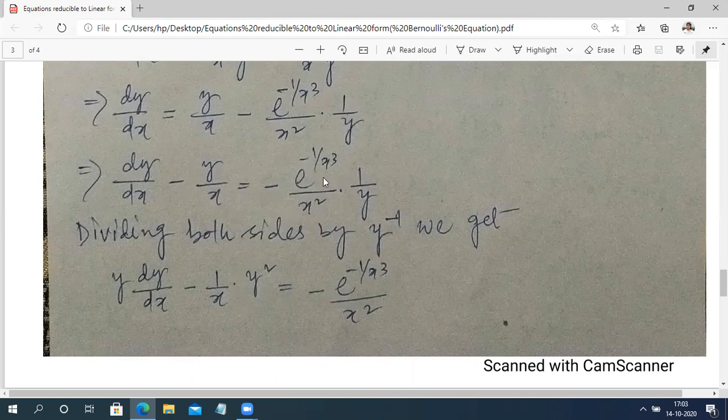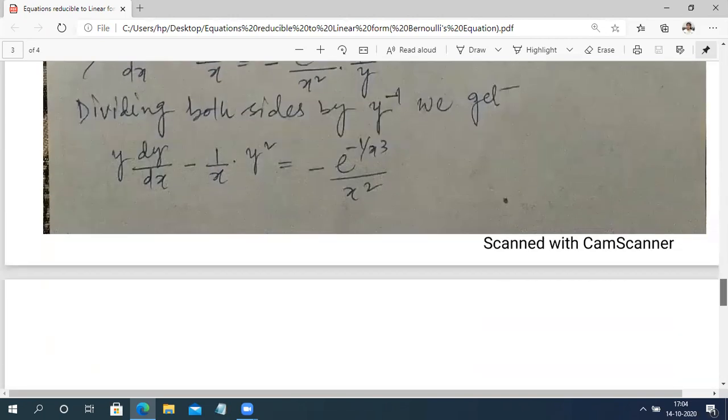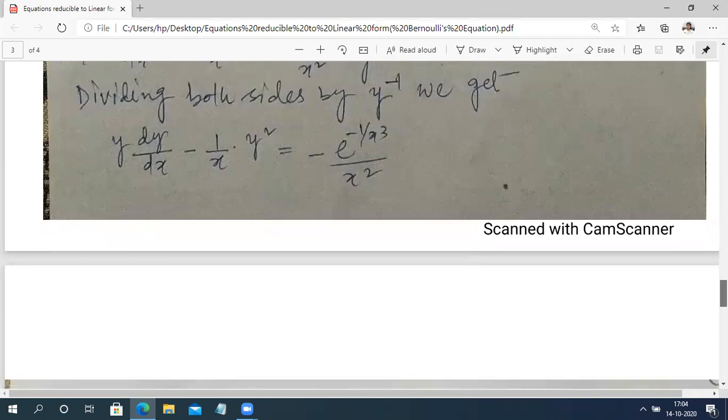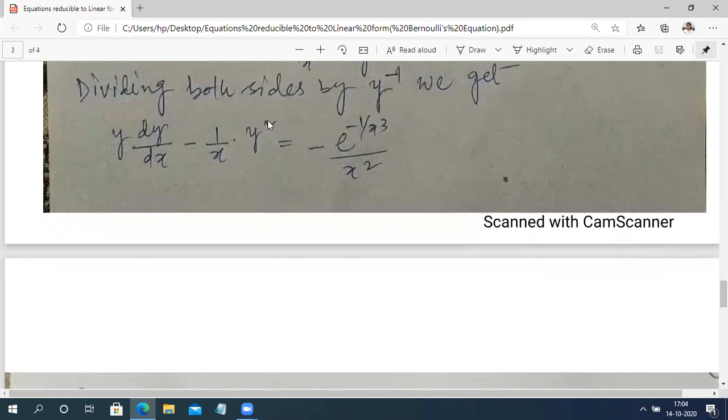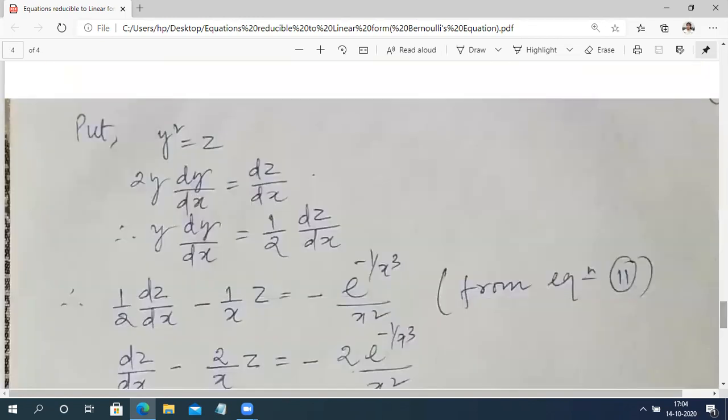So on the right hand side you are left with only the term minus e raised to the power x, 1 upon x cube by x square. The substitution will be this one: y square, you have to substitute as a new variable z. So substitute y square equal to z, what will happen? It will be 2y dy by dx equal to dz by dx, so y dy by dx will be 1 by 2 dz by dx.